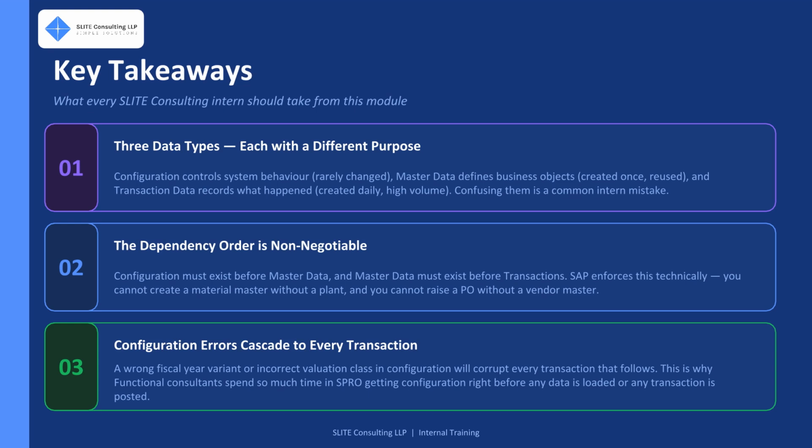Configuration errors are the most dangerous. They cascade silently through every transaction that follows. This is why the functional consultant's job in SPRO is so critical. This is why the basis consultant's job in managing transports is so critical. And this is why master data governance deserves its own workstream on any serious SAP program.